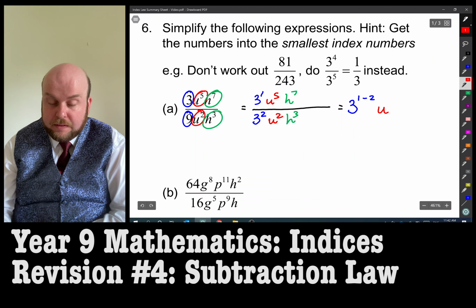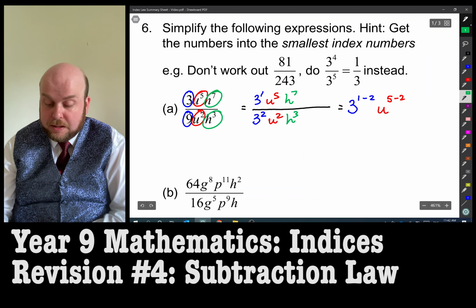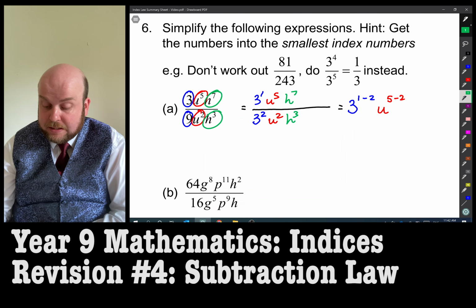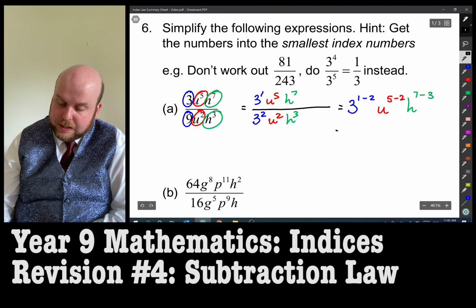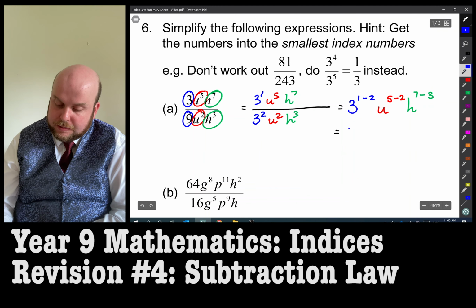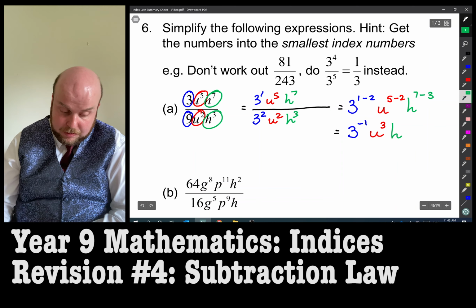u to the power of 5 divided by u to the power of 2, so that's u to the power of 5 take away 2. And h to the power of 7 divided by h to the power of 3 is the same as saying h to the power of 7 take away 3. One take away 2 is negative 1. 5 take away 2 is 3. 7 take away 3 is going to be equal to 4.